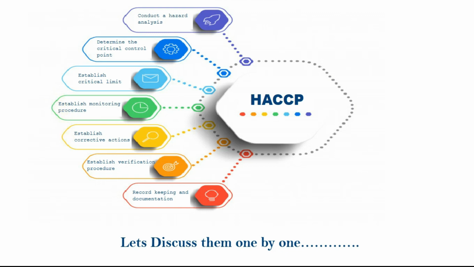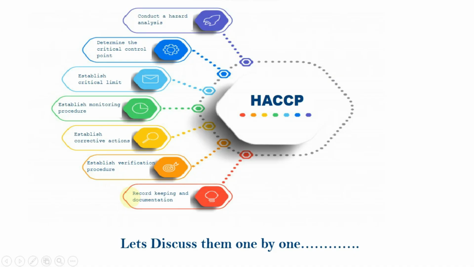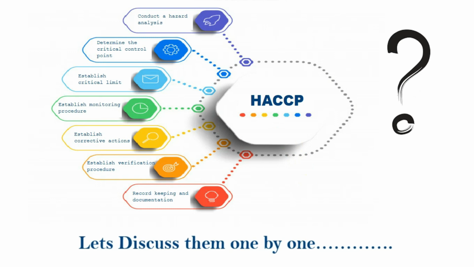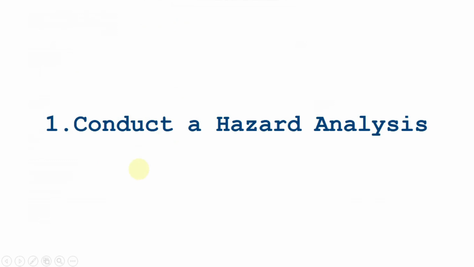Next step is corrective actions. Then you need to verify your procedures, ending with keeping documentation and records. So the question is how to make a risk assessment by following these points. Let's discuss them one by one. The first point is conduct a hazard analysis, and in this video, this point will be the main point of discussion.